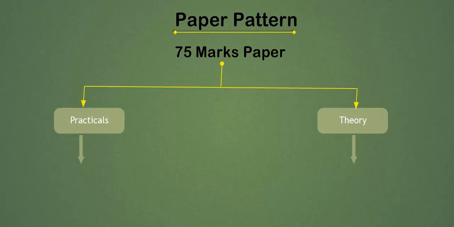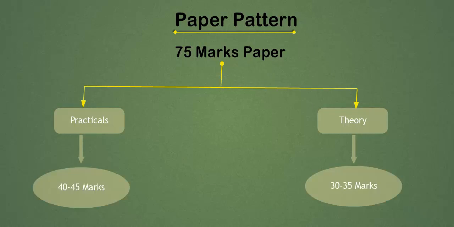Paper pattern. Your paper is of 75 marks, divided into two parts. First, practicals, which is around 40 to 45 marks, and second, theory, which is around 30 to 35 marks. So it is a balanced paper, practicals and theory.